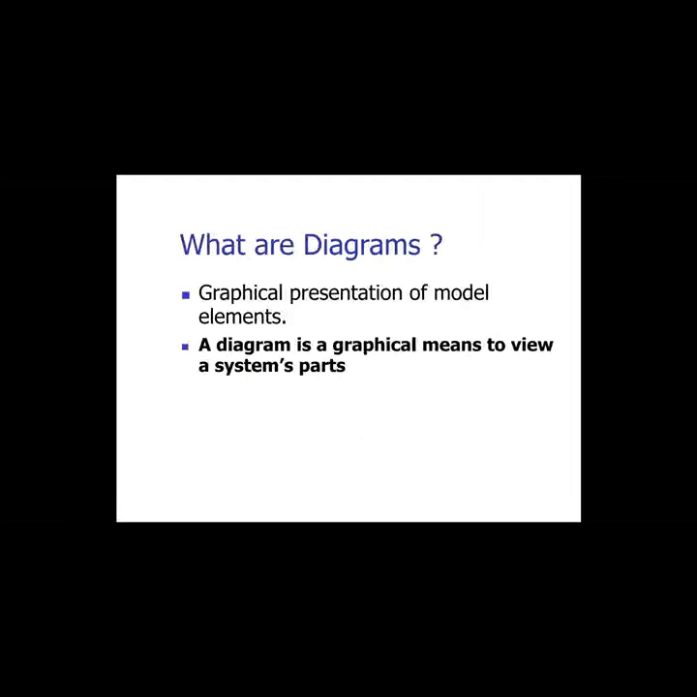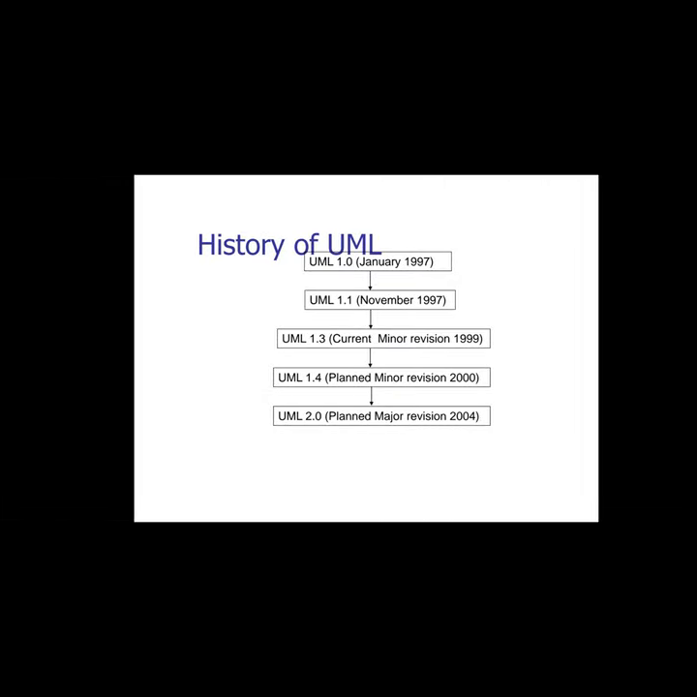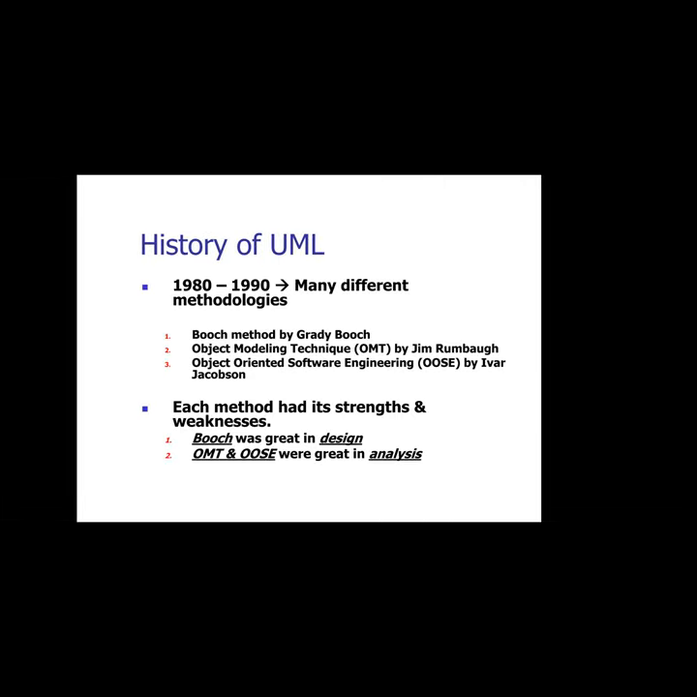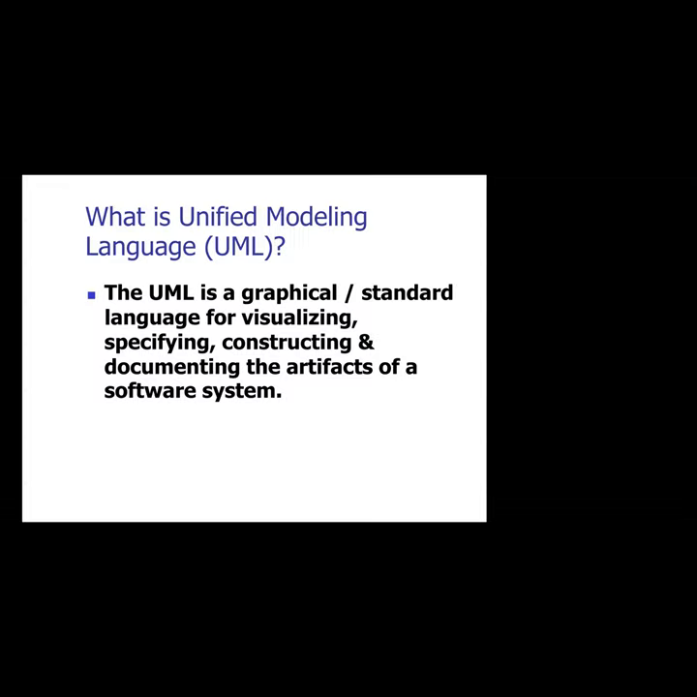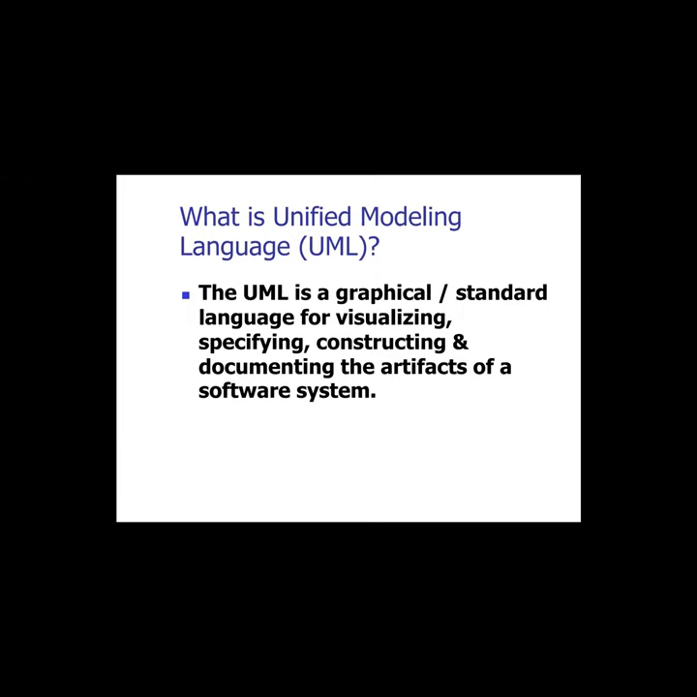UML is a graphical or standard language for visualizing, specifying, constructing, and documenting the artifacts of a software system. This is the definition given by Wikipedia, as well as, I think, the ISO or IEEE standard. You can write the same statements, or you can write that UML is a unified modeling language. It is a graphical representation used to represent object-oriented concepts. It's not a language, it is a design tool. So you can write the same definition, or you can write your own definition also.